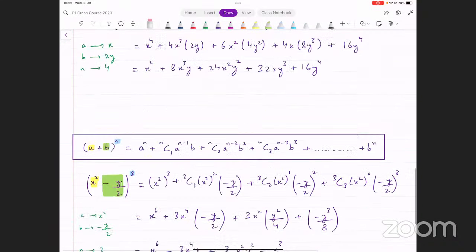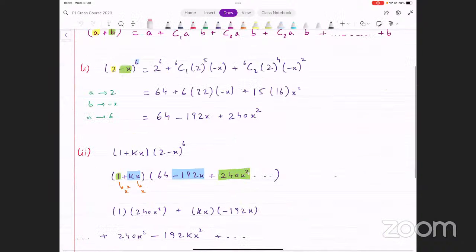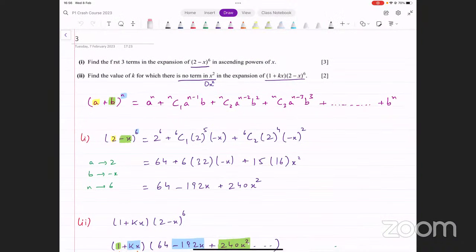We learned how to apply this formula, and we also did a couple of questions after that. We saw how we could expand the first few terms of expressions like these. And then also what happens if there is one expression with a power, and another expression with which it's being multiplied, and you're asked about a specific term.